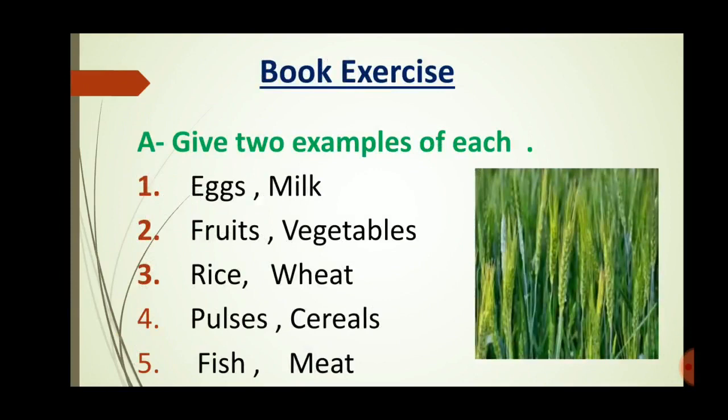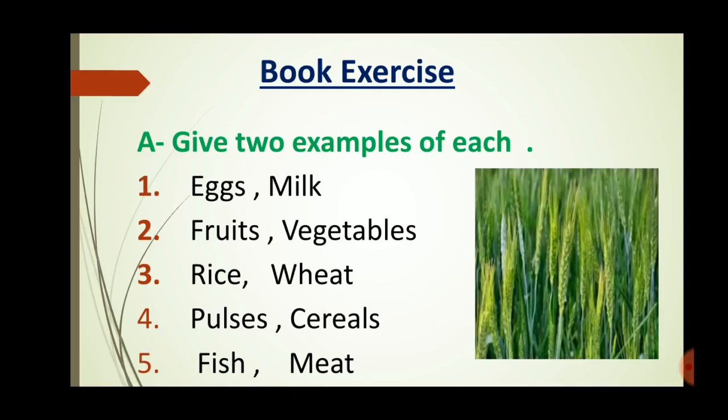Now we are going to discuss the book exercise, and the first question, that is part A, is give two examples of each. The first question is bodybuilding food, and the right answer is eggs and milk. The second question is protective food, and the right answer is fruits and vegetables. The third question is energy giving food, and the right answer is rice and wheat. The fourth question is vegetarian food, and the right answer is pulses and cereals. And the last question, the fifth one, is non-vegetarian food, and the right answer is fish and meat.